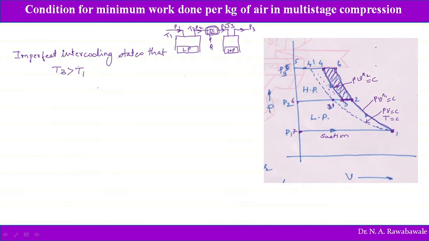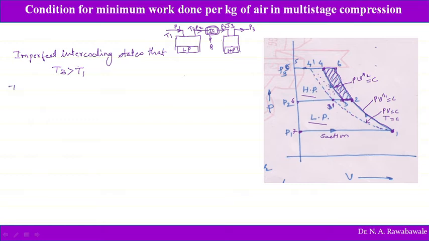So when we say there is a perfect intercooling, then temperature T3 is equal to T1. A perfect intercooler cools the air from T2 to T1, and T3 becomes equal to T1. So here this air is cooled up to T3, and this T3 coincides with T3 dash, meaning temperature T3 is equal to T1. Now the total work done in this two-stage compressor is obtained by adding the work done in low pressure cylinder and work done in high pressure cylinder.